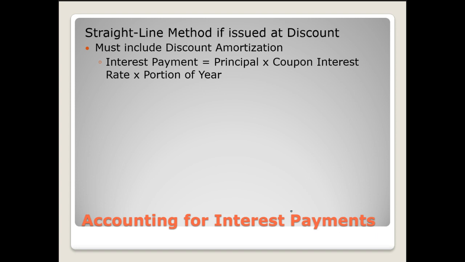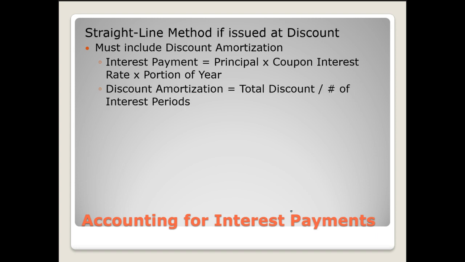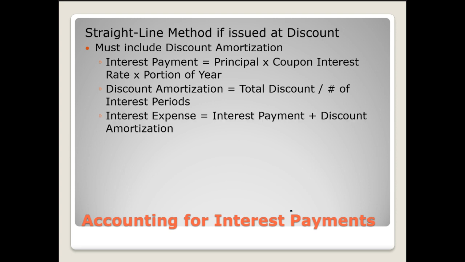So remember that interest payment is always the principal times the coupon interest rate times the portion of the year that the coupon payment covers. The discount amortization will be the total discount amount divided by the number of interest payments for that bond. So if the bond is a 5-year bond that pays annual interest, it'll be 5 interest periods. If it's a 5-year bond that pays interest semi-annually, meaning twice a year, there would be 10 interest periods. And then that is how we get to the interest expense for every single year.